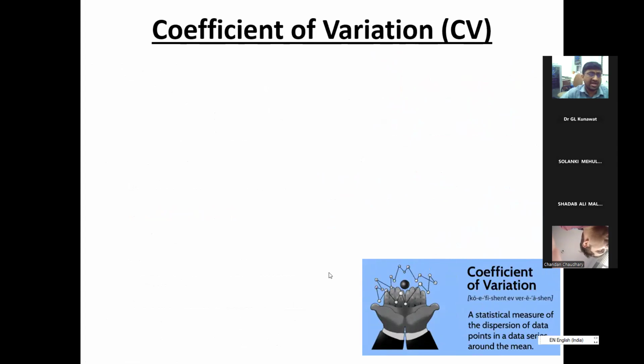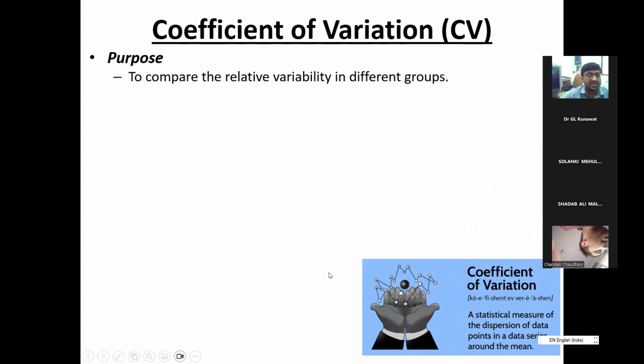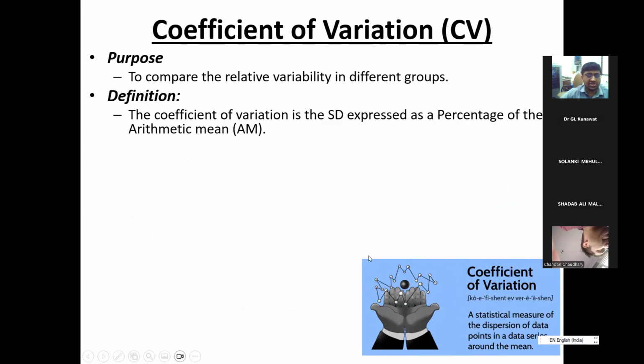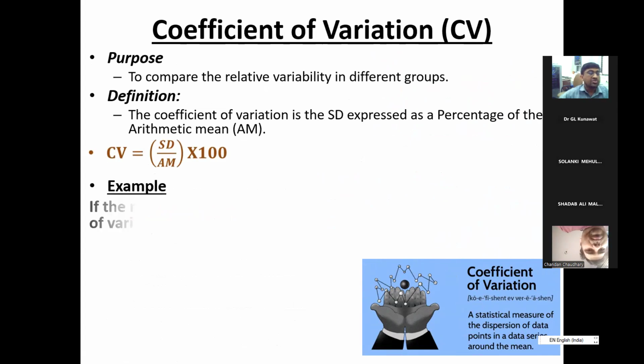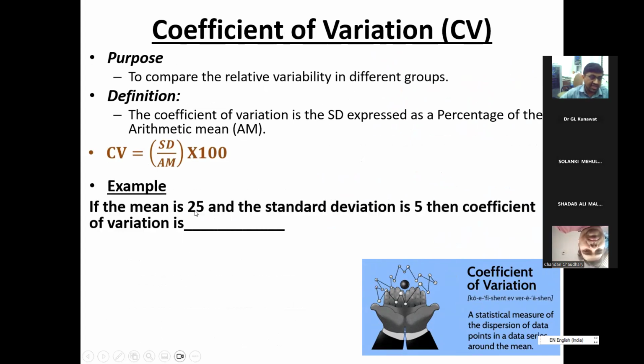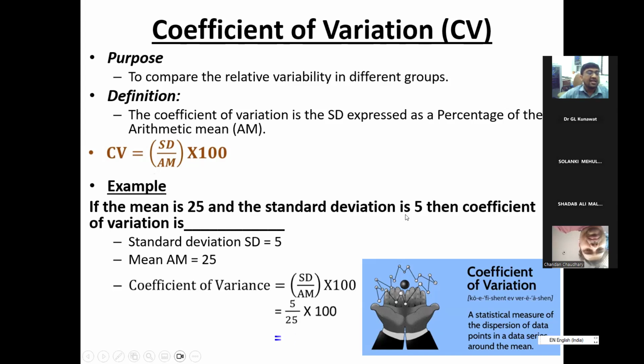Another measurement is the coefficient of variance. It is a statistical measure for the dispersion of data points around the mean. And this is commonly used for comparing the variability of different groups. So coefficient of variation is the standard deviation expressed as a percentage of the arithmetic mean. So let us see the example. We have a given mean and standard deviation. So with the given formula, we can calculate that the coefficient of variance is 20%.